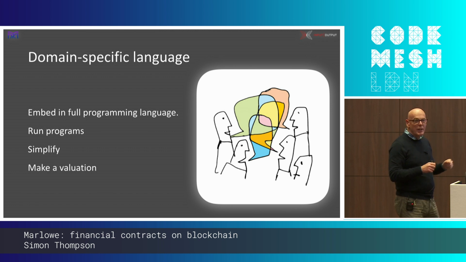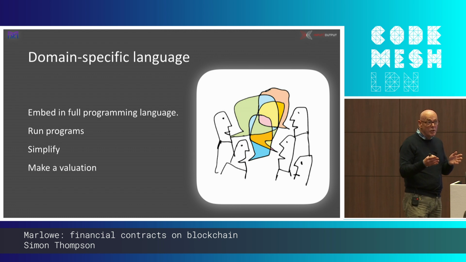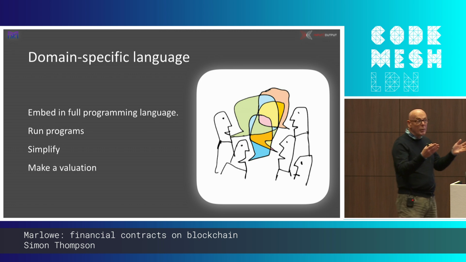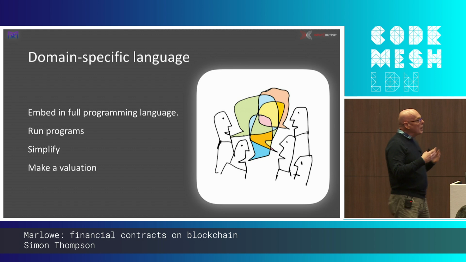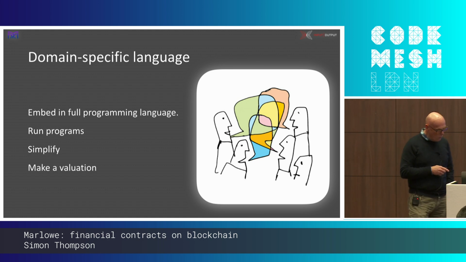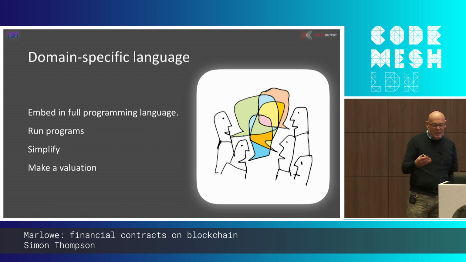We were talking about this earlier on. You can simplify. You can say, oh, look, I've got this program. I can simplify it to this other program. Or you can make a valuation. If what we're doing is working with contracts, we can think about giving a value to a contract that will be run or is running. So having a language allows us to do other things than simply execute the programs. Okay, so that's why DSLs are a good thing.